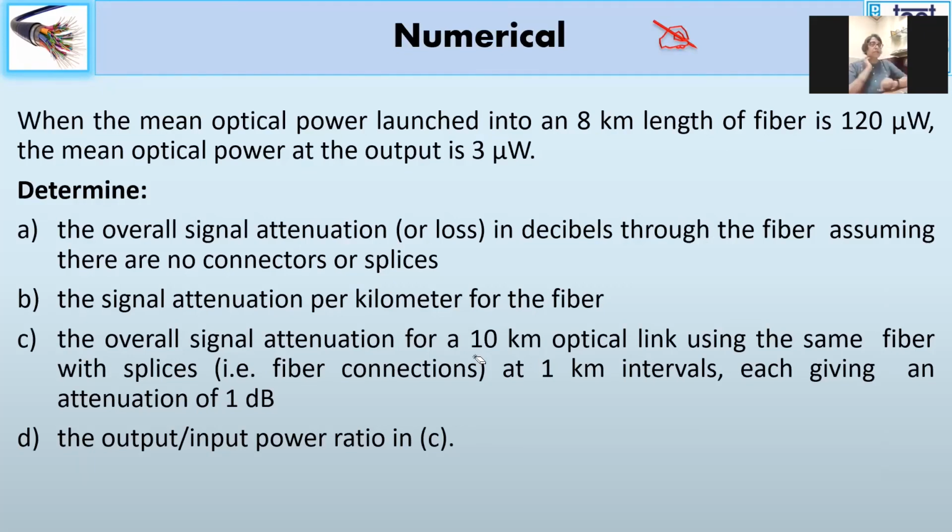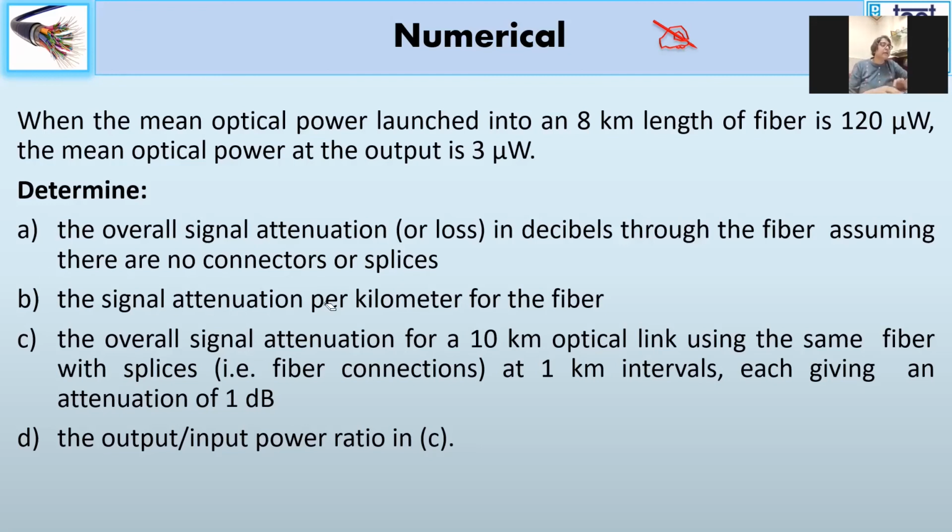Okay, now let's solve one problem. The mean optical power launched into an 8-kilometer length of fiber is 120 microwatts. The mean optical power at the output is 3 microwatts. Determine the overall signal attenuation in decibels through the fiber, assuming no connectors or splices.